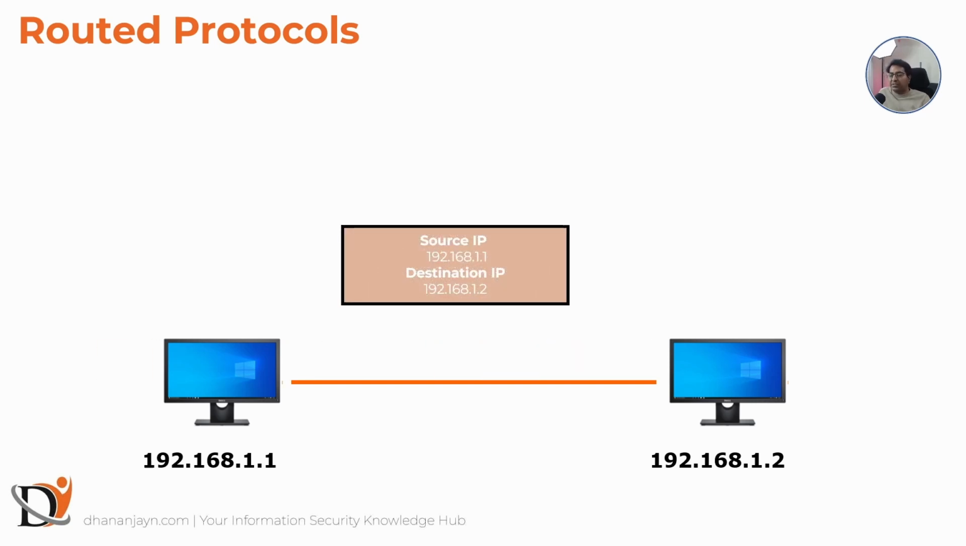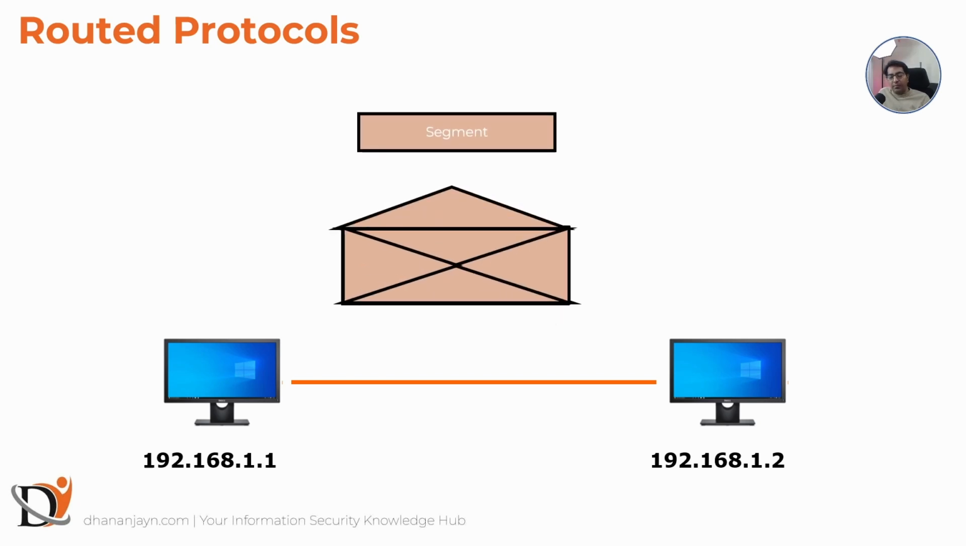So now the destination has received that packet. It will check what the destination IP is. As you can see, it is 1.2, which is matching with the IP address of the destination. Now once receiving that packet, it will open that packet and take out the segment to transmit to the next layer, which is the transport layer, while receiving the data.